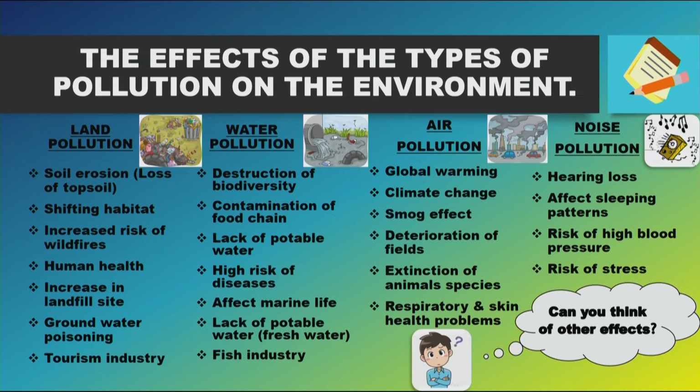Okay? So if we can move to water pollution: destruction of biodiversity, contamination of the food chain, lack of potable water, high risk of diseases, be careful of that one, effect on marine life, lack of potable water, like I mentioned before, of fresh water, fish industry also. So the fishes in the water, if the water is polluted, definitely the fish will die, and we won't have fish to eat.